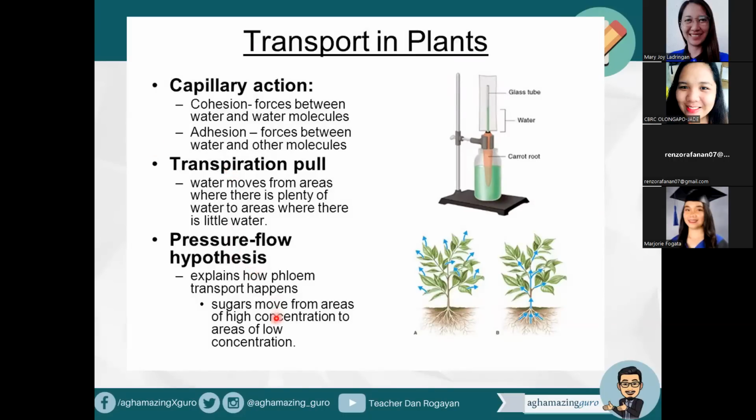Pressure flow hypothesis explains how flow and transport happens. Sugars move from areas of high concentration to areas of low concentration. Sige nga, pakilagay nga sa chat box. How do you call the tube that transports water and minerals? Xylem or phloem? Siyempre, xylem. Tatandaan, xylem, water and minerals. Pag phloem, sugars. Kaya ito, pressure flow hypothesis, from areas of high concentration to low concentration, yung mga sugars and other photosynthetic products, that is phloem.